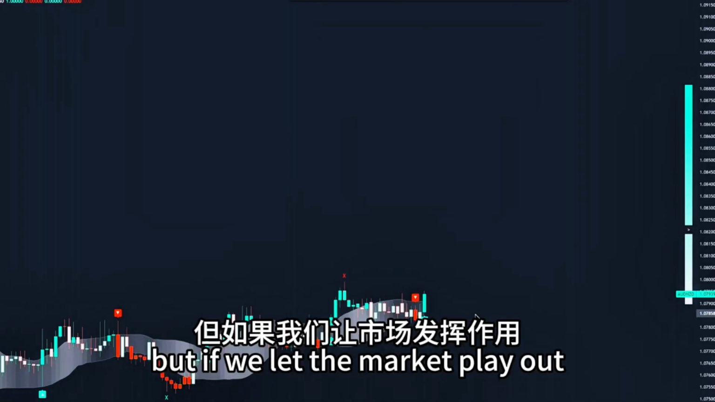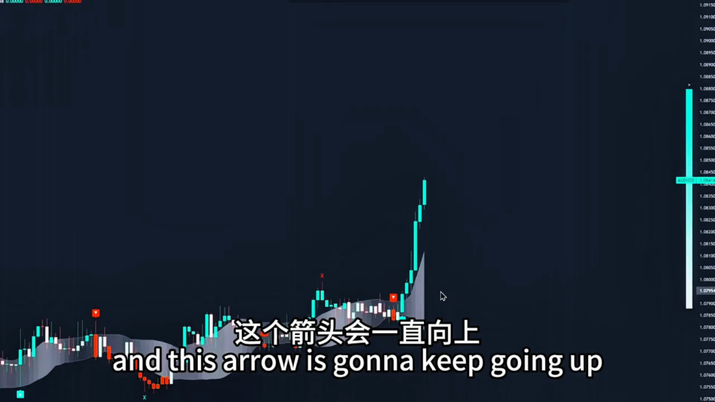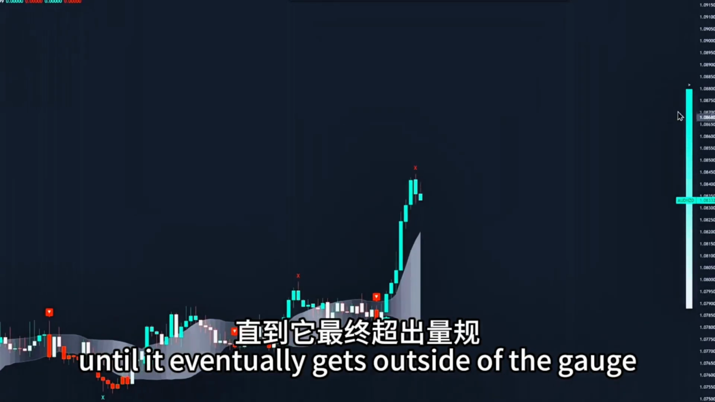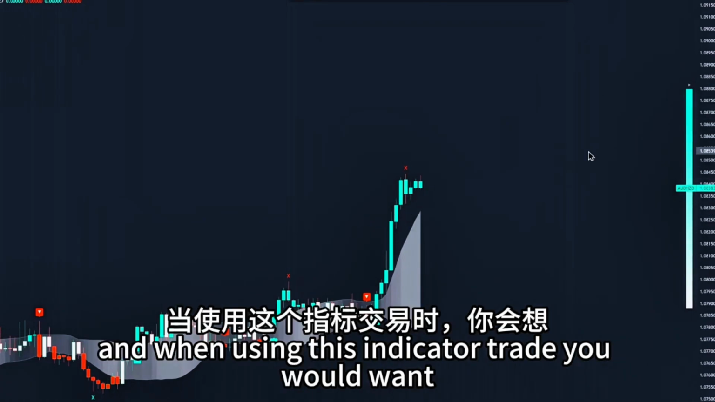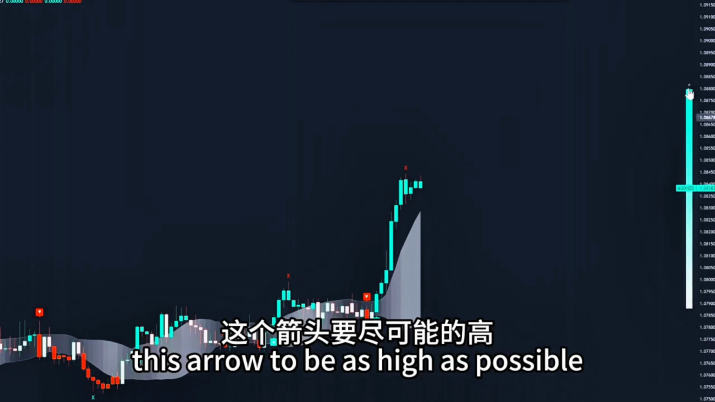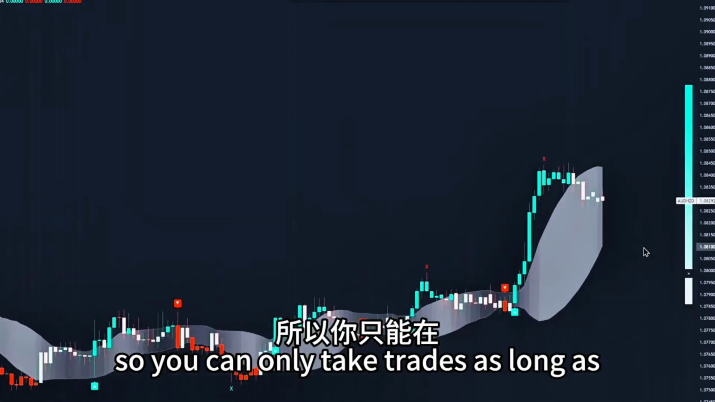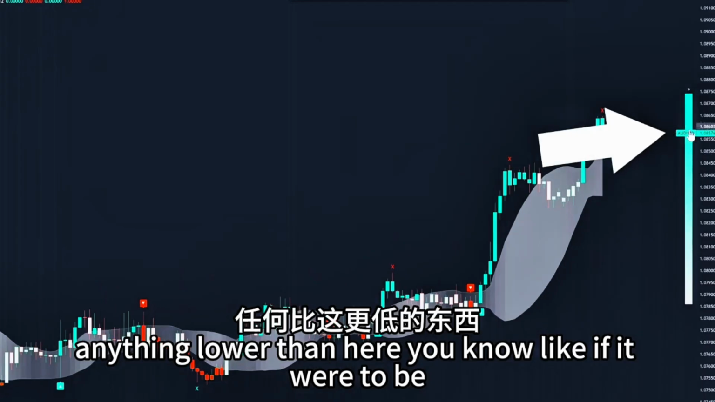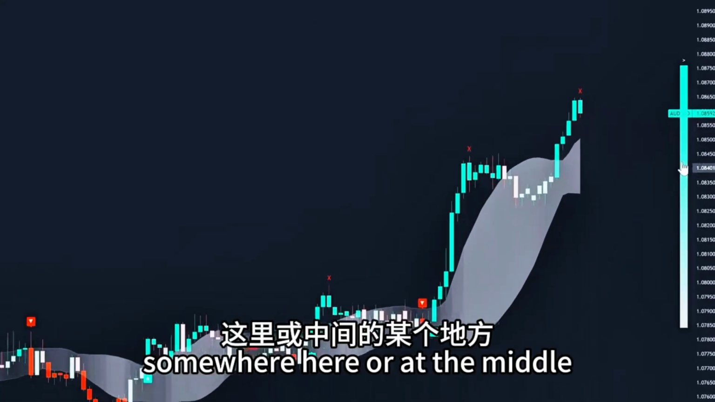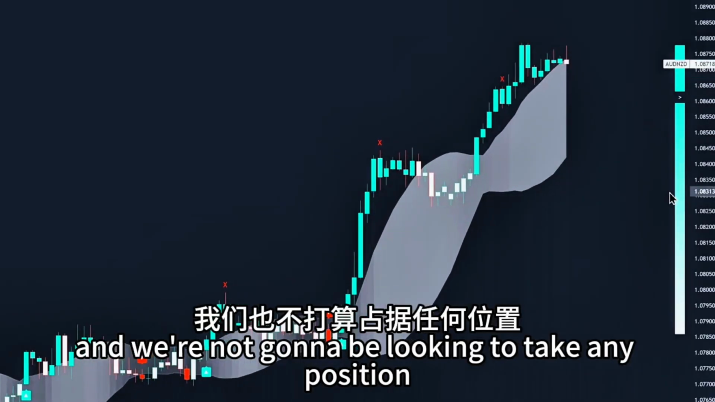But if we let the market play out, then the trend is going to get stronger and stronger, and this arrow is going to keep going up until it eventually gets outside of the gauge. This is the maximum strength any trend can have. And when using this indicator to trade, you would want this arrow to be as high as possible to indicate the strongest possible trend. So you can only take trades as long as this arrow is pointing at the very top of this gauge. But anything lower than here, like if it were to be somewhere here or at the middle, then that would be considered a weak trend. And we're not going to be looking to take any positions.